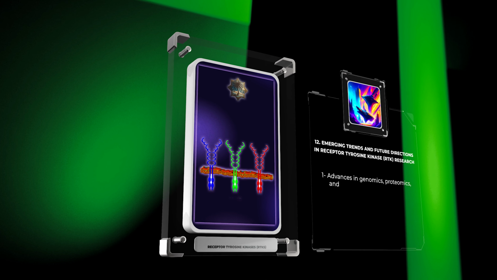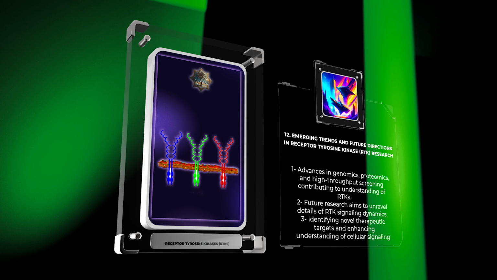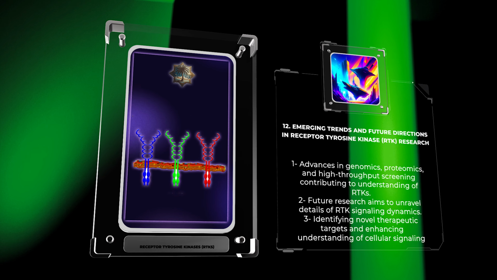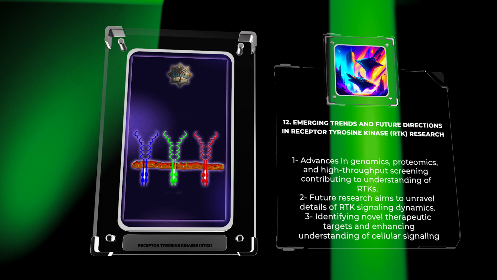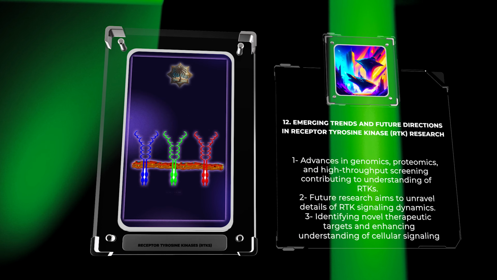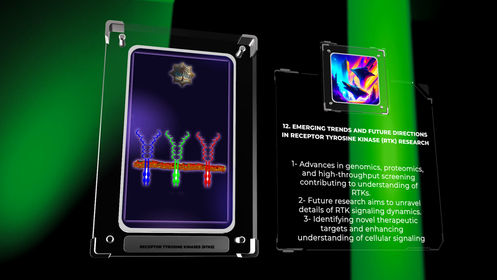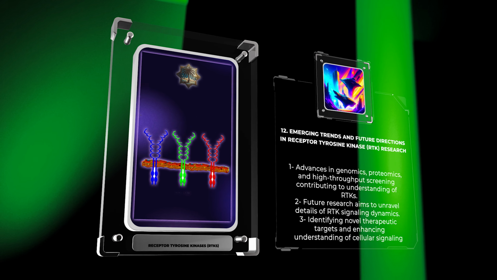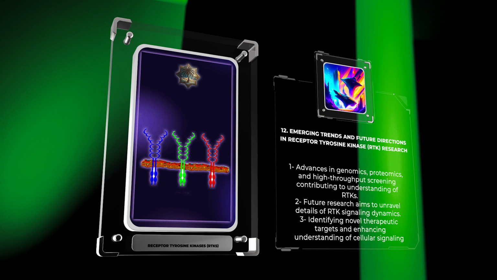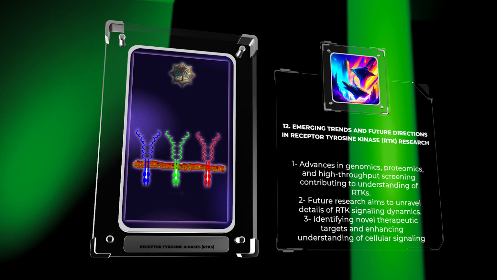Finally, let's explore the emerging trends and future directions in receptor tyrosine kinase, RTK, research. Advances in genomics, proteomics, and high-throughput screening technologies have significantly contributed to our understanding of RTKs and their signaling networks. Future research aims to unravel the intricate details of RTK signaling dynamics, identify novel therapeutic targets, develop innovative therapies, and enhance our understanding of intricate cellular signaling networks.